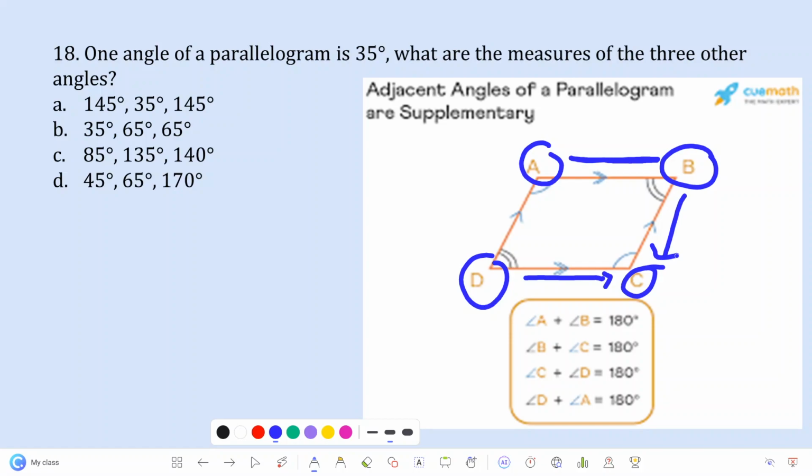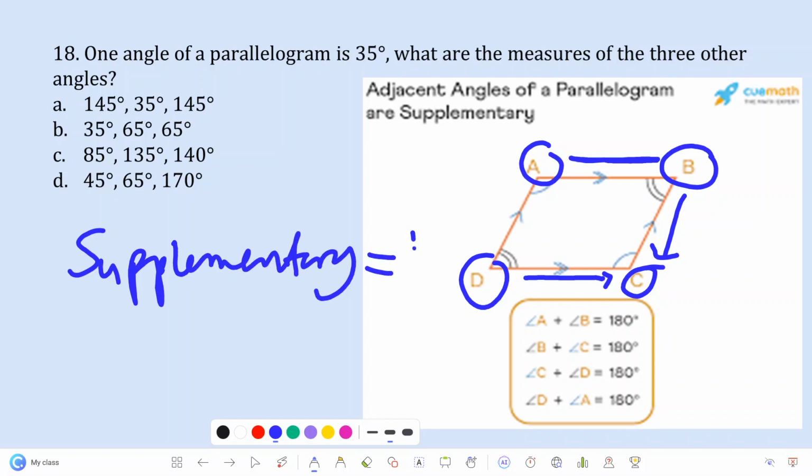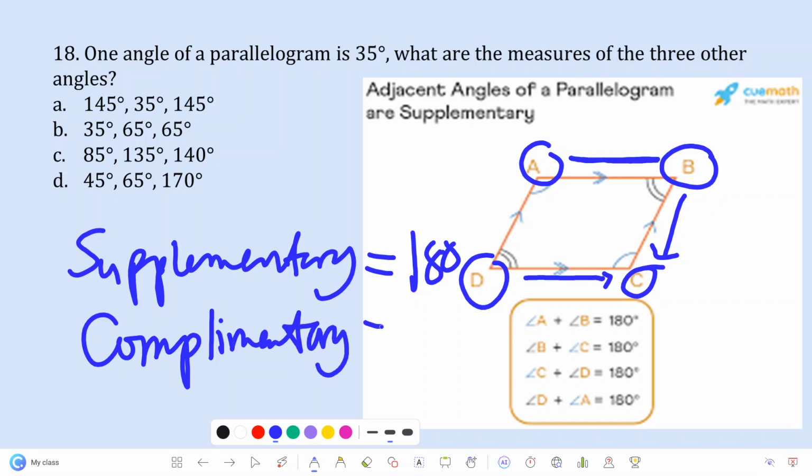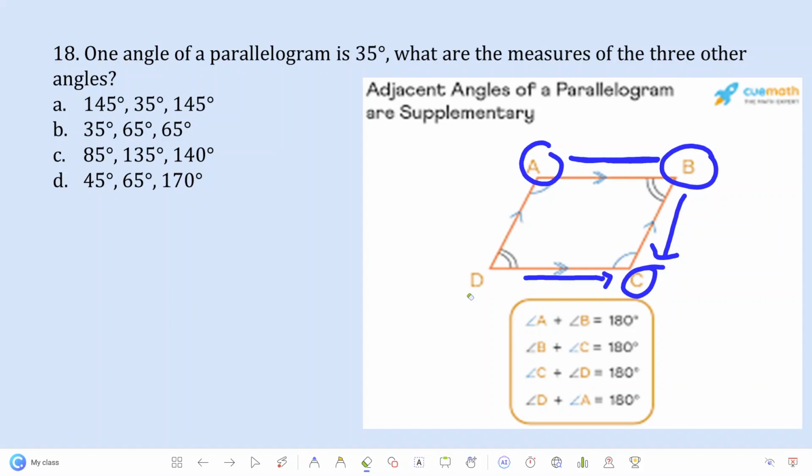Ano ba ang ibig sabihin ng supplementary angles? Supplementary, ang sum ng two angles na ito ay 180. In contrast, complementary, ang sum ng pair of angles na ito, dalawang angles, is equal to 90 degrees. Okay? So, sinasabi niya dito na ang adjacent angles, ang sum niya ay 180. So, dito makikita nyo, A plus B is equal to 180, B plus C is also equal to 180, and then C plus D is also 180, and D plus A is also 180.